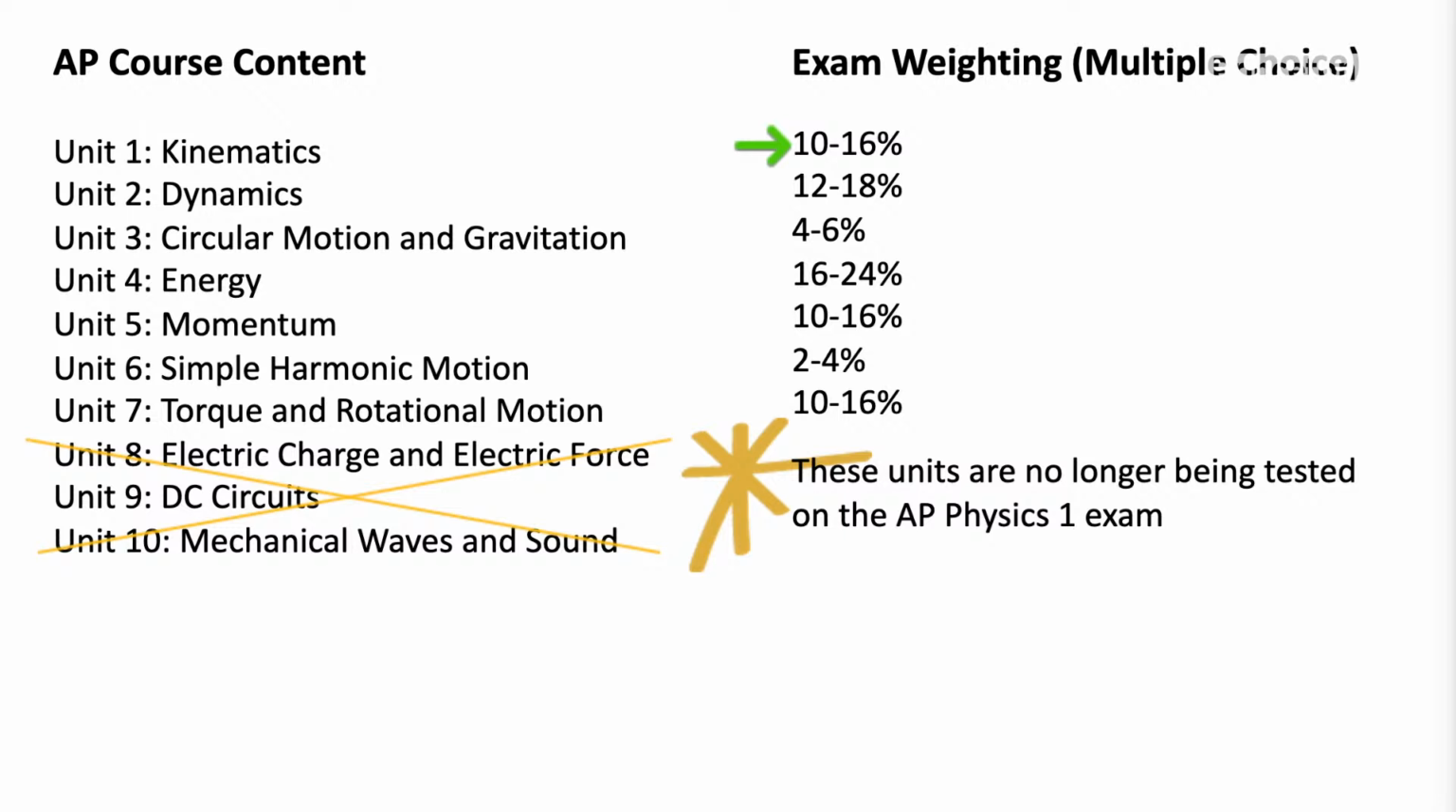So for instance, you can get a sense that topics in energy and dynamics are going to be most heavily tested, whereas topics in kinematics, momentum, and torque and rotational motion will still have good representation on the test, but not quite as heavily tested as, say, dynamics and energy. And then circular motion and gravitation, along with simple harmonic motion, will have lesser representation, so fewer questions in the multiple choice section on those topics.